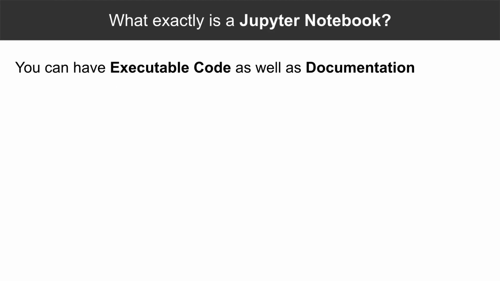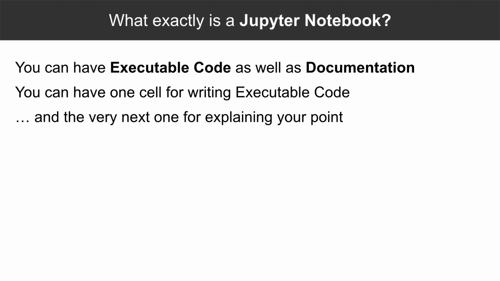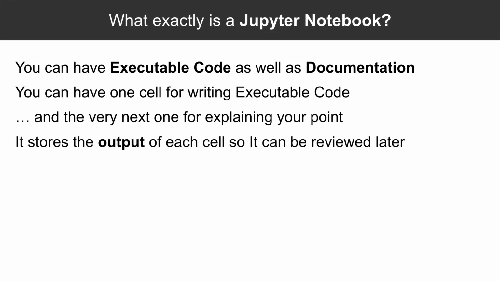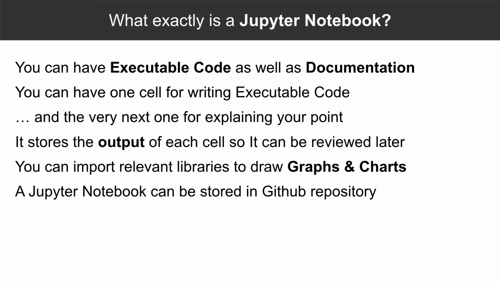You can have executable code as well as documentation in the same Jupyter notebook. You can have one cell for writing executable code and the very next for explaining your point. It stores the output of each cell so it can be reviewed later. You can import relevant libraries and modules to draw graphs and charts. A Jupyter notebook can be easily stored in a GitHub repository, so it could be version controlled.